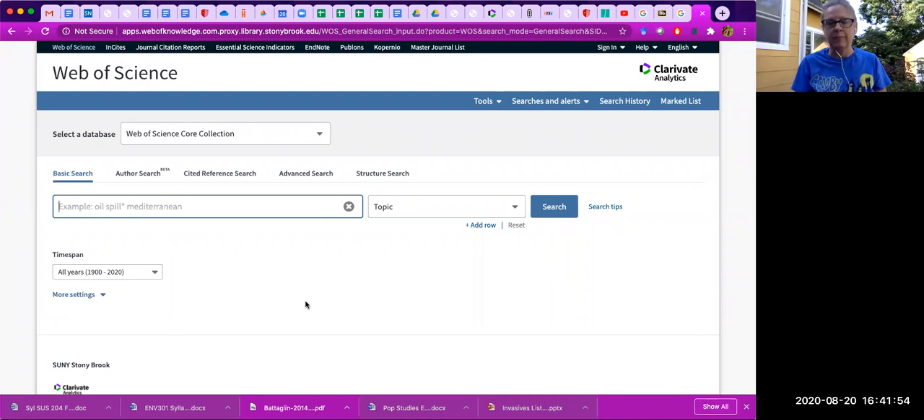I am going to mention PubMed because PubMed is similar to this, but PubMed and Web of Science, if it was a Venn diagram, there'd be big overlap. But PubMed focuses on the medical literature. Web of Science will get you to a lot of the medical literature, but it also has other stuff too.